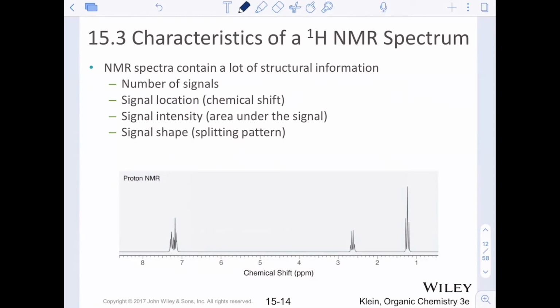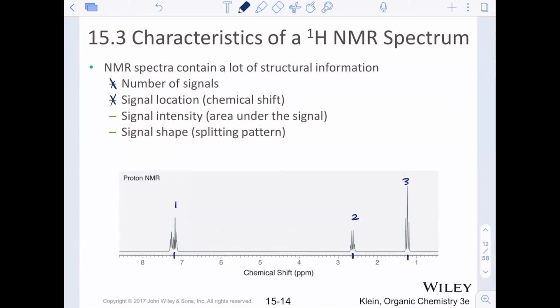A couple of characteristics with the proton NMR spectrum. We're going to focus right now on hydrogen. We'll get to carbon. We don't spend a lot of time there. We're going to spend more time on proton NMR. But the NMR spectra contains all the structural information that we need. We want to talk about the number of signals. How many things do we see here? 1, 2, 3. We want to talk about the location. Where are they on this axis, right?